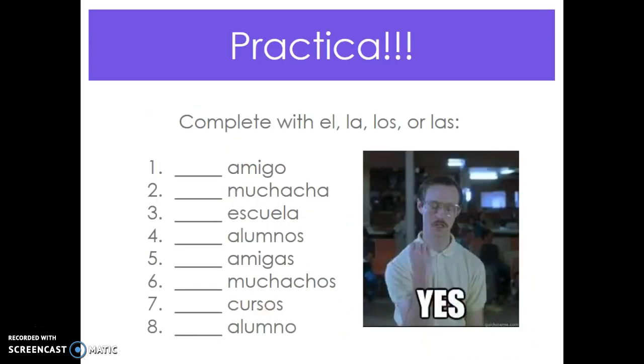Okay? So now let's have a little bit of práctica. I want you to complete the following nouns using the correct definite article, which would be el, la, los, or las. So take a look at this word, for example, amigo, which means friend. Take a look at its ending. It ends in an O. So usually, if a noun ends in an O, what can we assume? So I want you to pause the video, and I want you to see if you can get these right. And when you are ready, you can go to the next slide.